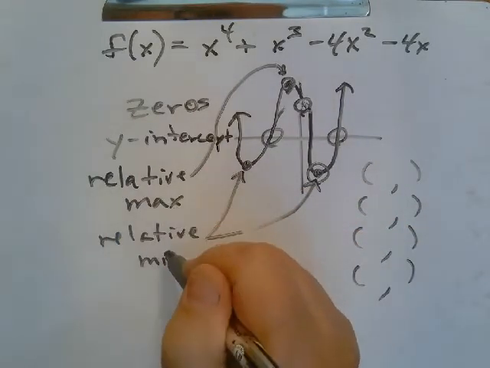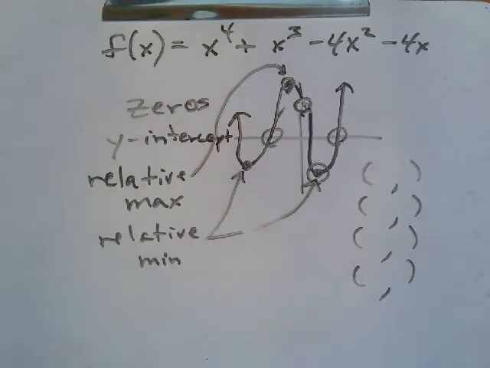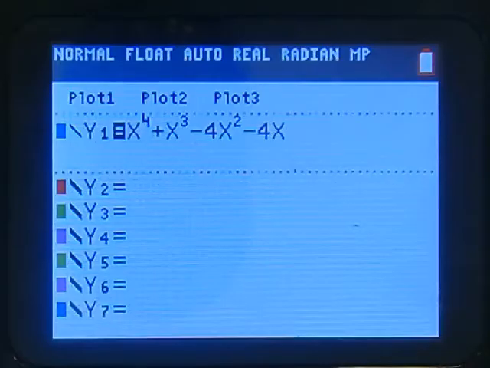Relative maxes or mins. There may be one, there may not be any, there may be more than one. So let's go ahead and take a look at our picture and see what we got. All right, we're going to graph this thing now.